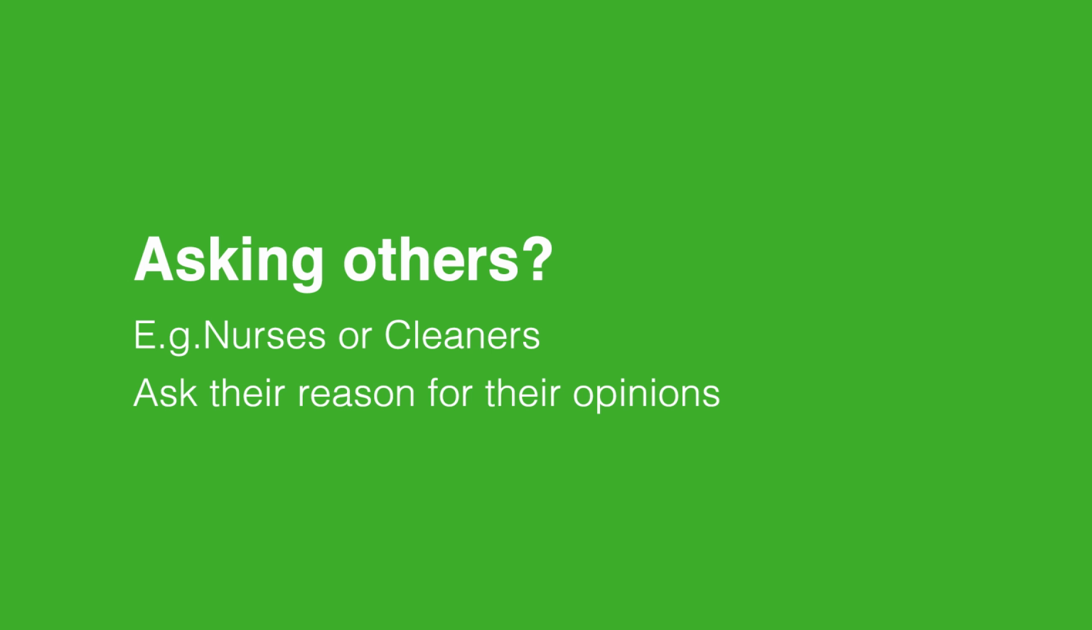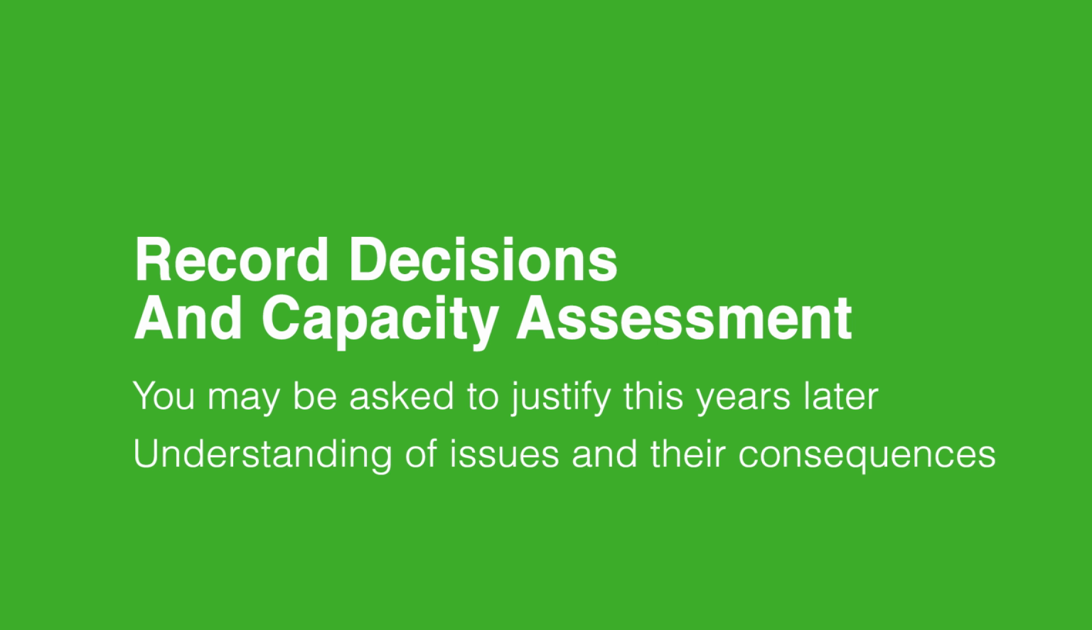If a patient is in a nursing home, it might be worth asking either nursing staff or even cleaners their opinion of someone's capacity and why they might hold those opinions. It is important to record the decisions that are made in a patient's notes and your assessment of their mental capacity. Many years later, you may be asked to justify this, and you need some sort of written record to refer to. It's important to record patients' understanding of the issues and their understanding of the consequences of their decisions.